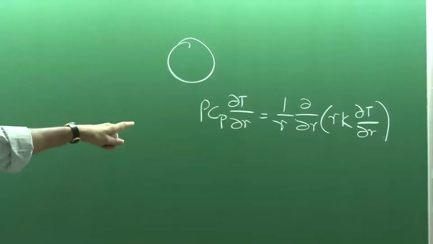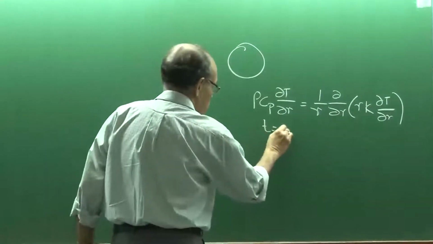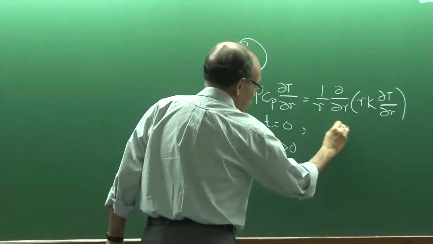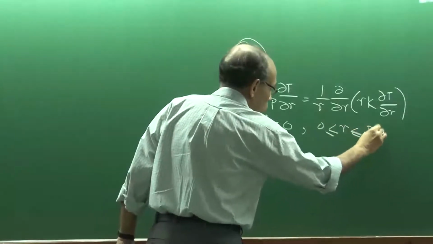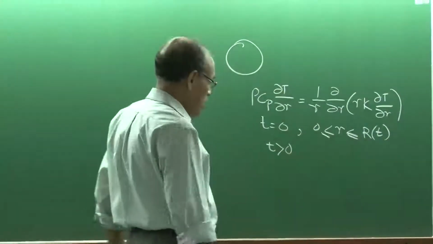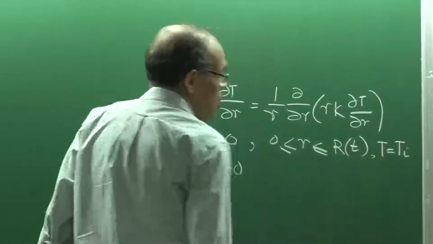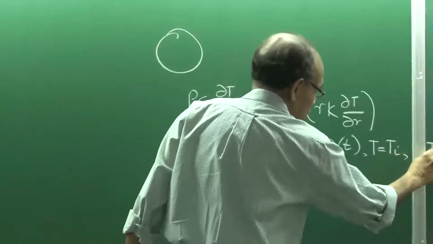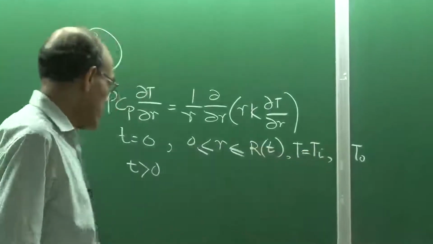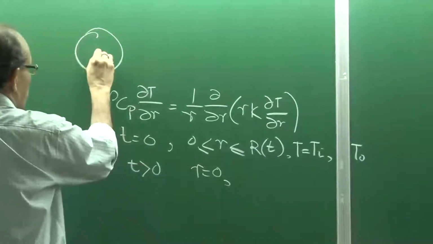I also wrote a set of one initial condition and two boundary conditions for this, at t equal to 0 and at t greater than 0, with r varying between 0 and R. And this R, the radius, is changing as a function of time because the object is shrinking as melting progresses. And then we have T everywhere as Ti or T0. These are our standard notations. The uniform initial temperature field is always denoted by this. And t greater than 0 at r equal to 0, which of course is the center of the sphere.